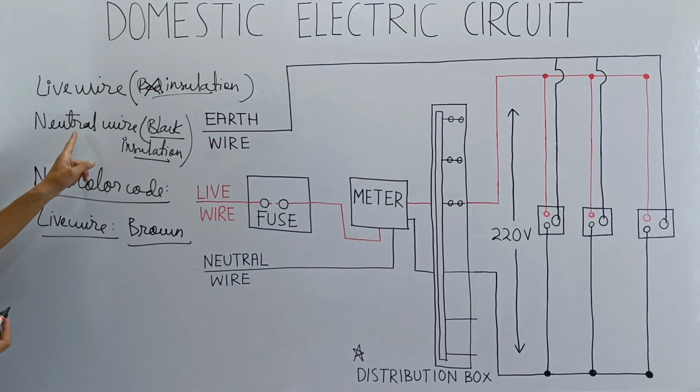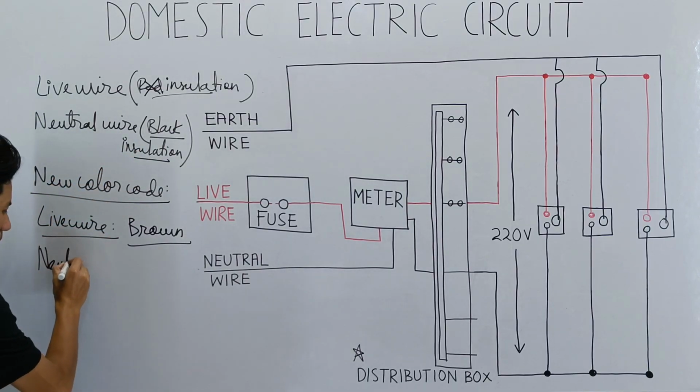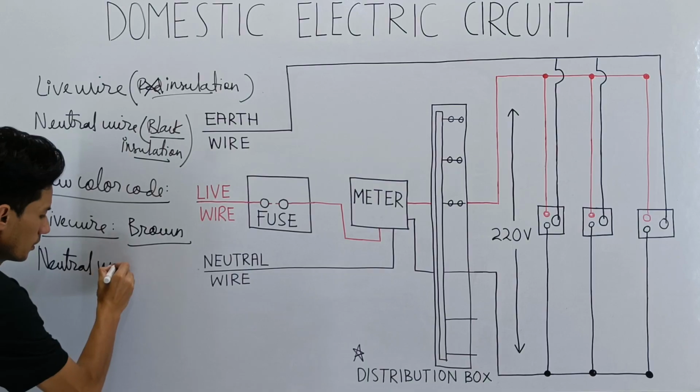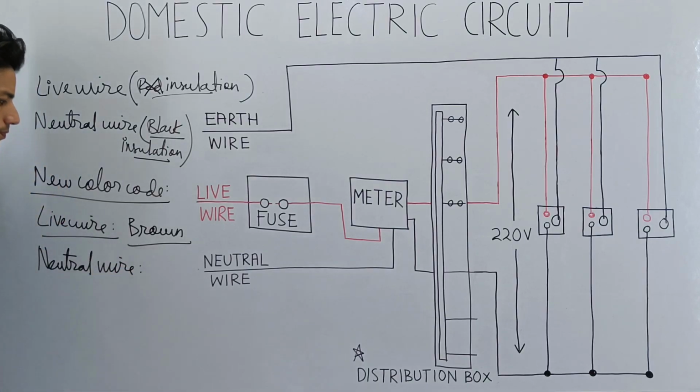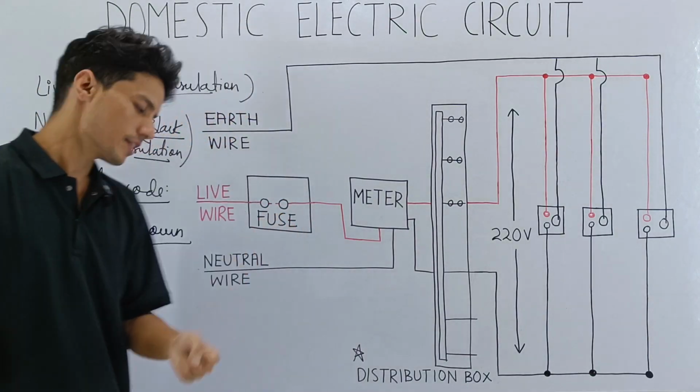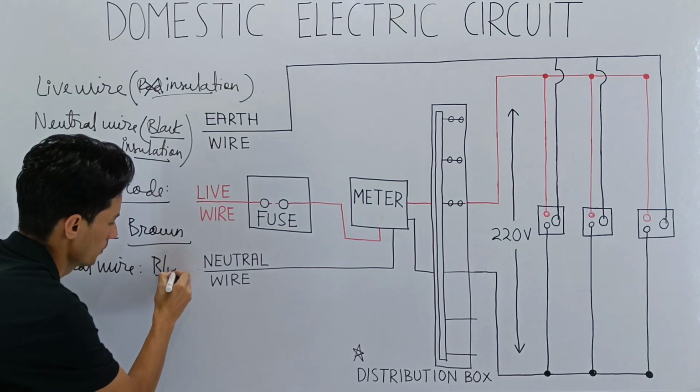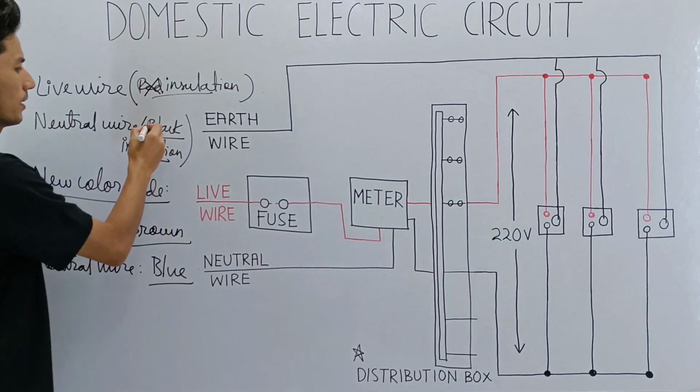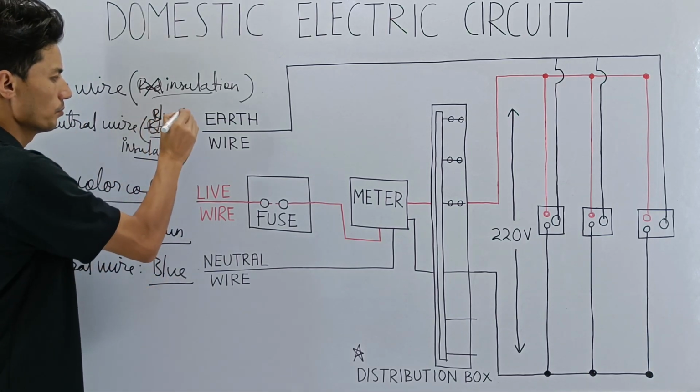And then, similarly, they have changed it for the neutral wire also. So the neutral wire. The new color code for the neutral wire is, yes, blue. So no more black, but now it is blue.